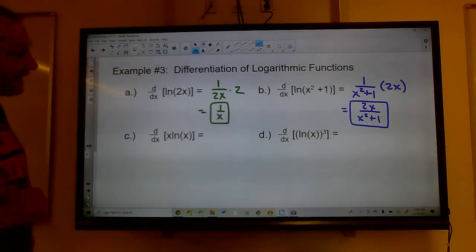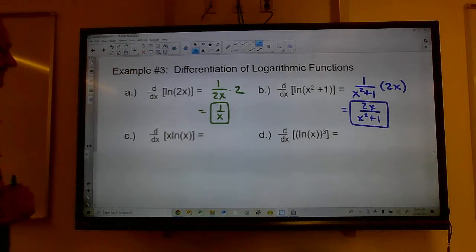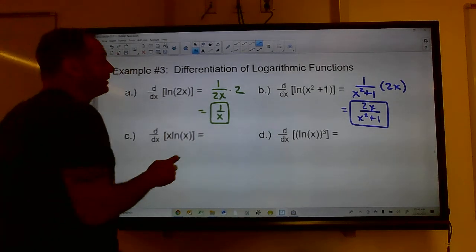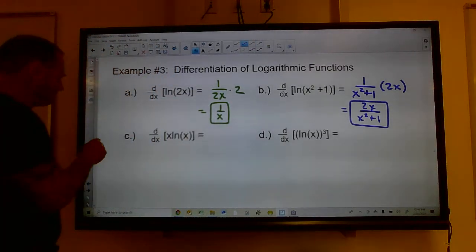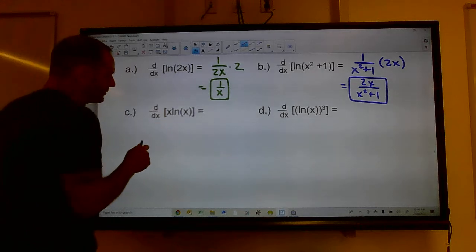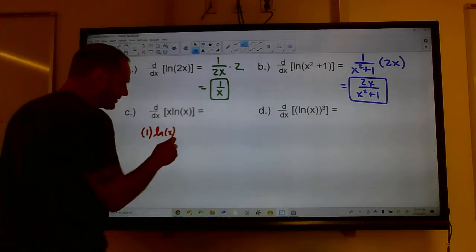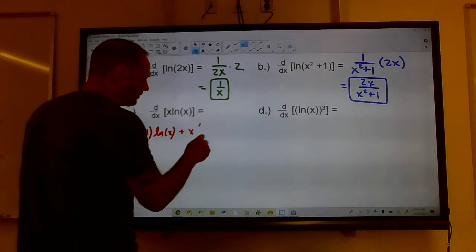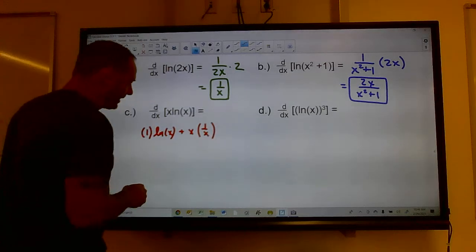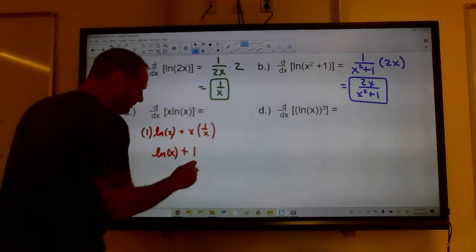Okay, next up. The derivative of x times the natural log of x. Okay, this is a multiplication problem. You got to remember that you must use the product rule here. So it's going to be the derivative of x, which is 1, times natural log of x, plus x times the derivative of the natural log, which is 1 over x. And this ends up being natural log of x plus 1.